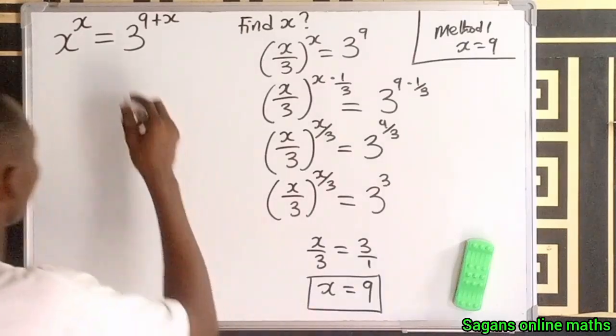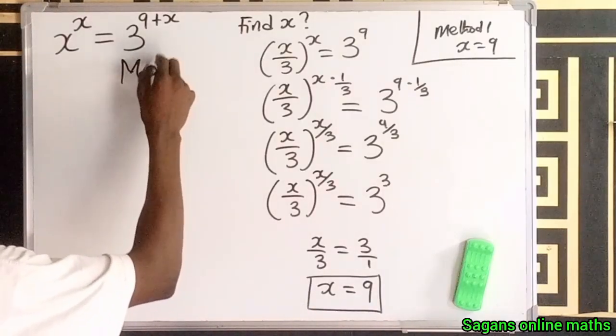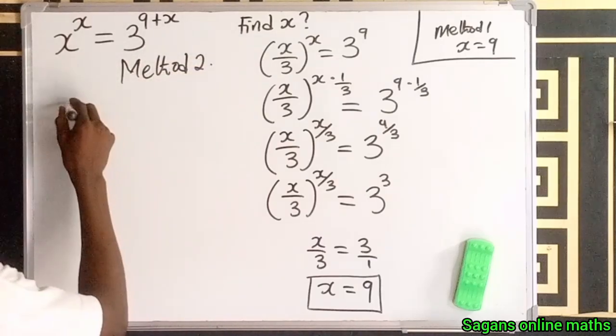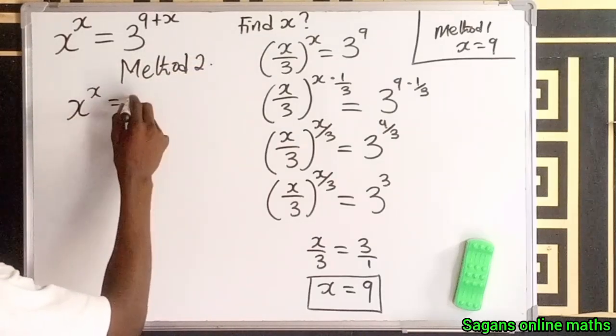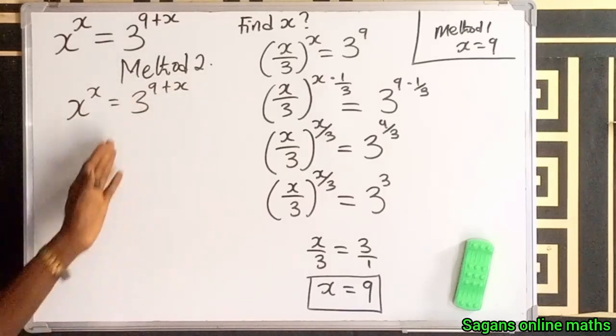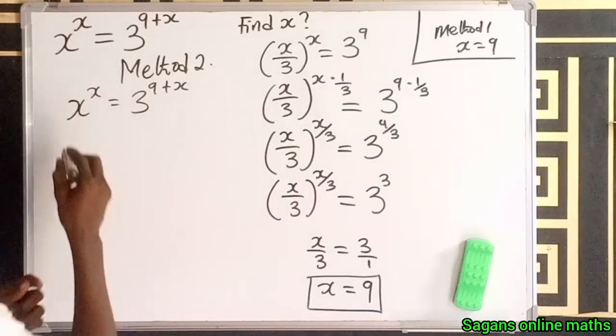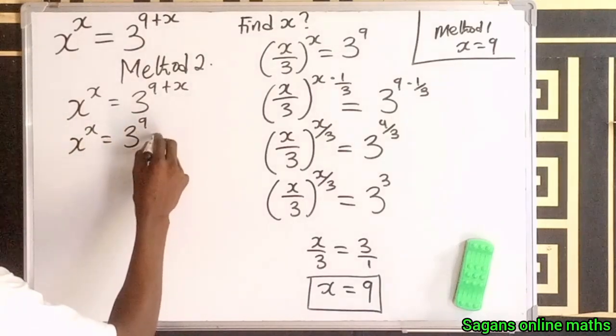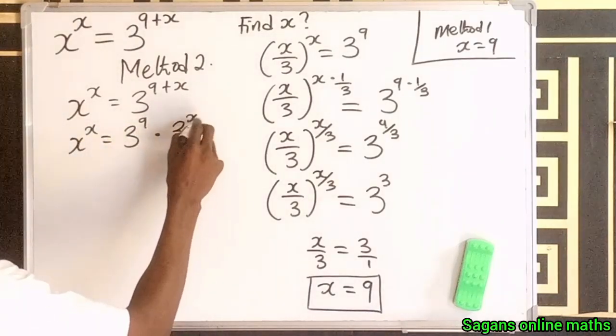Alright. Now let's see method 2. Method 1, method 2, right? Now we're having S to the power what? S equals 3 to the power 9 plus x, right? Now by obeying the properties of indices, we have S equals 3 to the power of 9 multiplied by 3 to the power x, right?